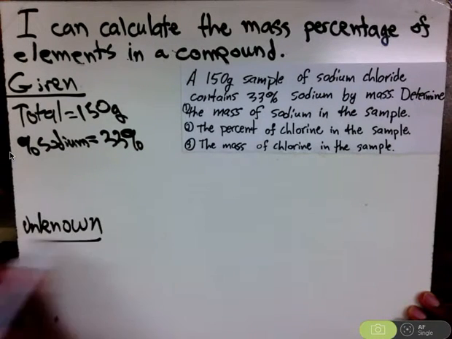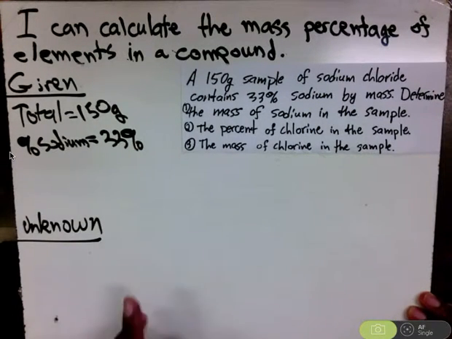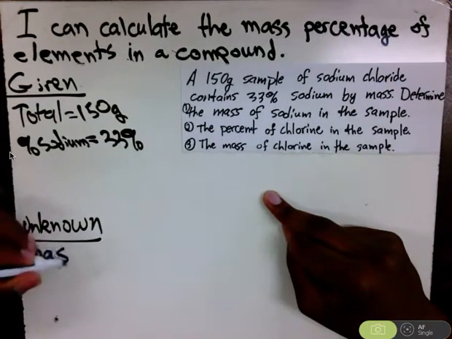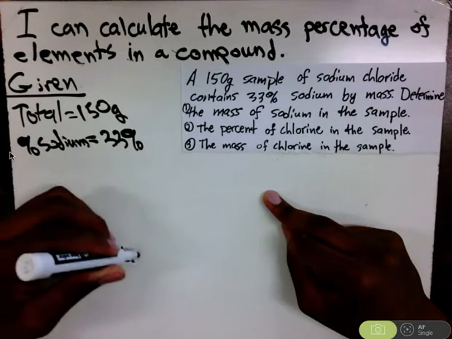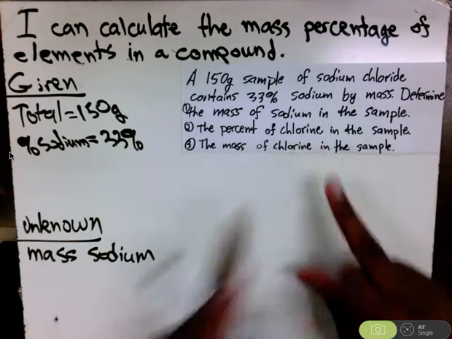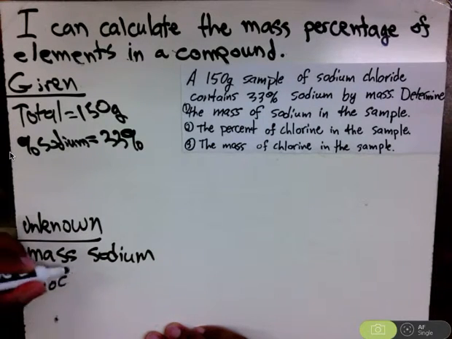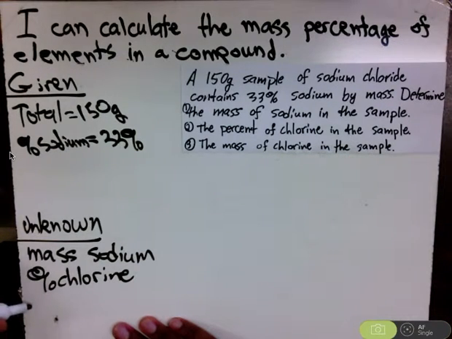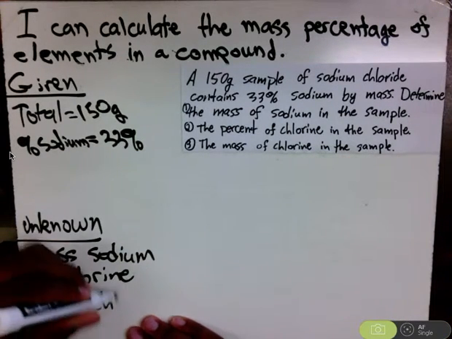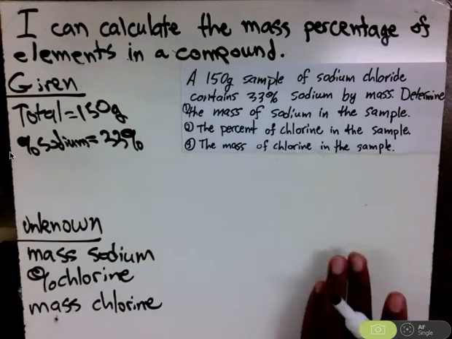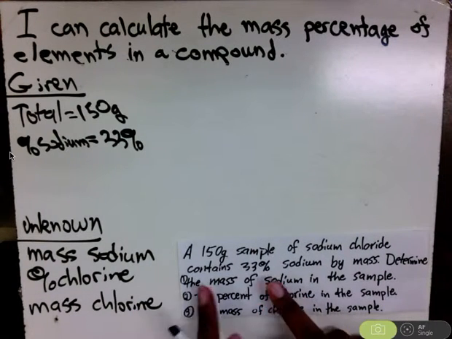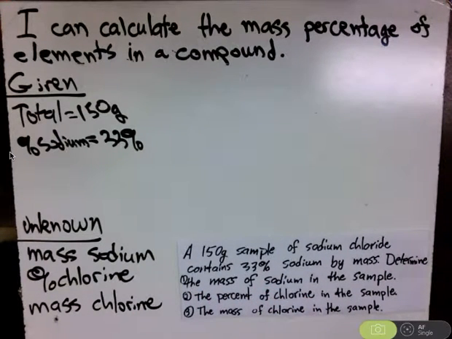This is what the problem is asking us for. What we don't know is the mass of sodium in the sample. So mass sodium. We don't know the percent of chlorine in the sample. And we don't know the mass of chlorine in the sample. Now, let us move to try to solve for the first thing that we're asked for, the mass of sodium in the sample.